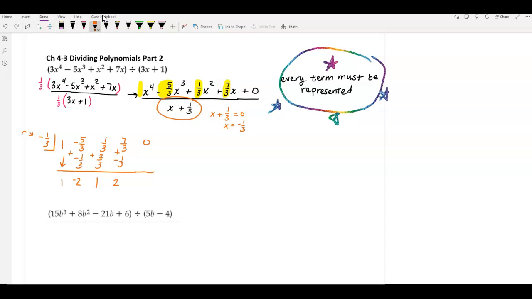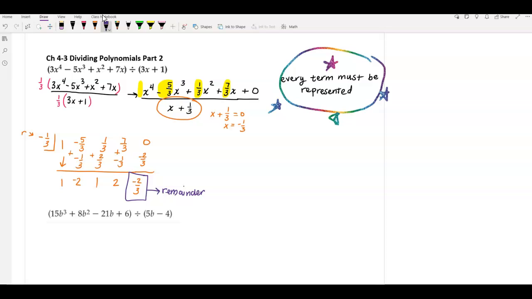2 times negative 1/3 is negative 2/3. 0 plus negative 2/3 is negative 2/3. And remember, this is where we have that remainder.